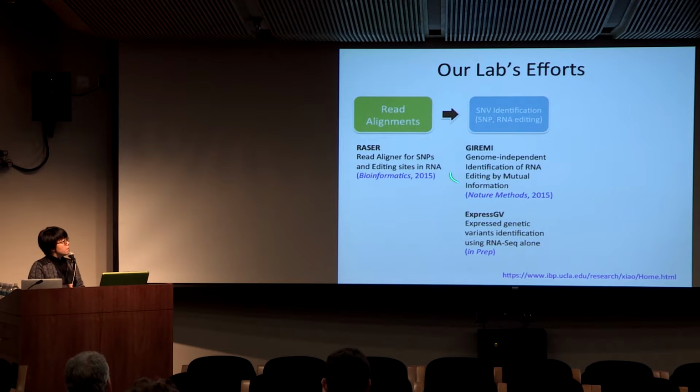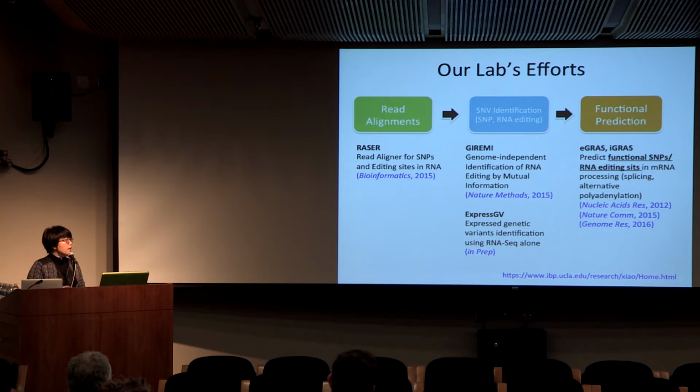And the first method we already published last year, which is called GRAMI, which is genome-independent identification of RNA editing by mutual information. And we're working on a second method, which we call ExpressGV, which the aim is to identify genetic variants. So with the focus on the genetic variants instead of RNA editing sites. And we want to combine these two methods so that we can identify both the genetic variants and RNA editing sites.